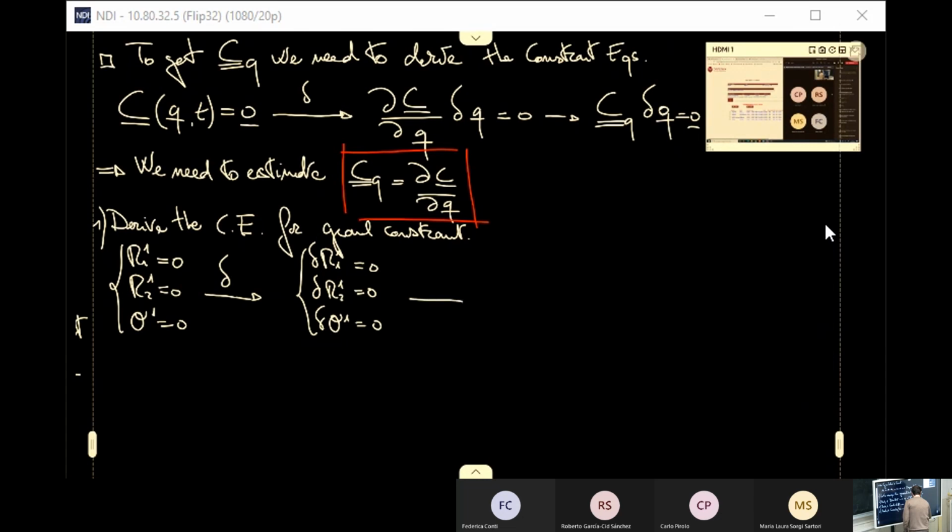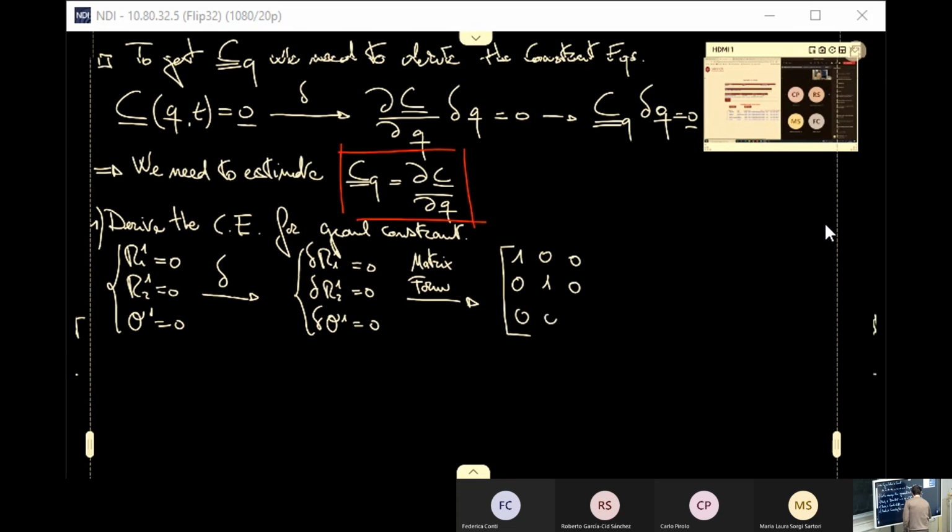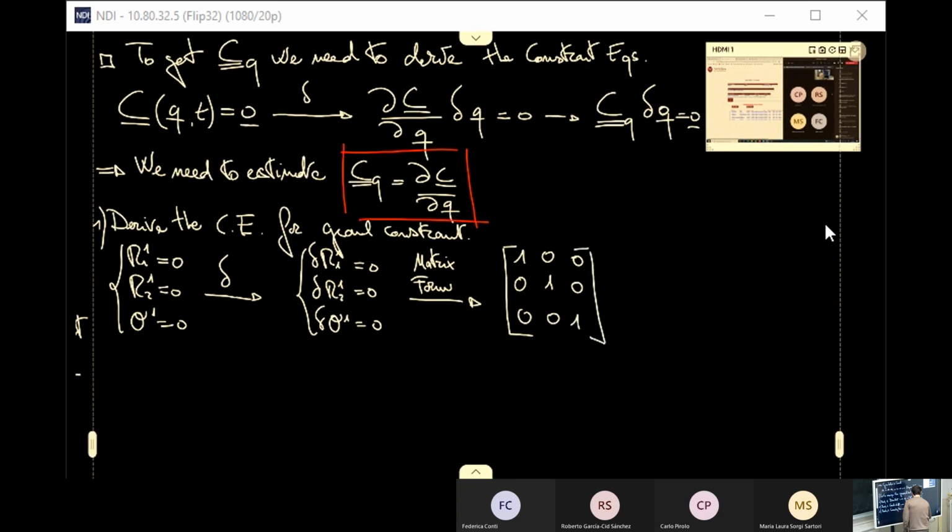Or if you want to put it in a matrix form, you can write this like so. 1, 0, 0, 0, 1, 0. This is very easy. Super easy.